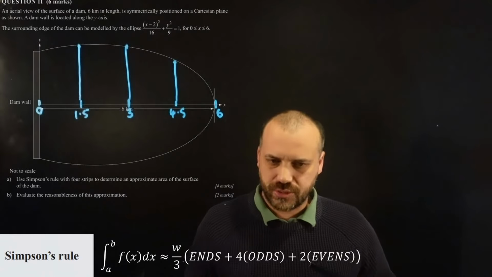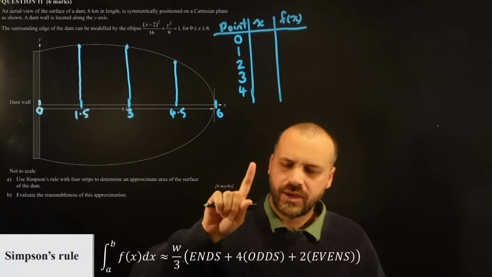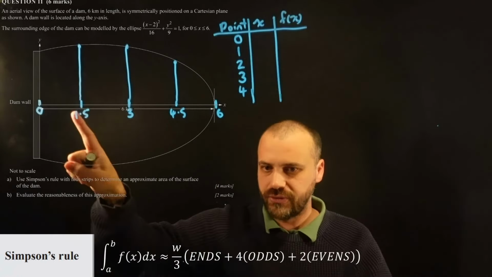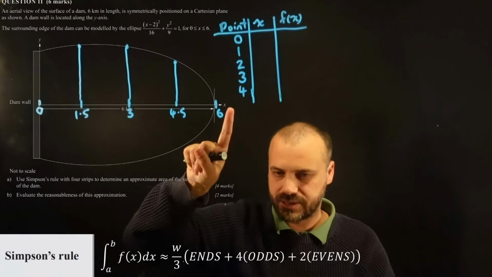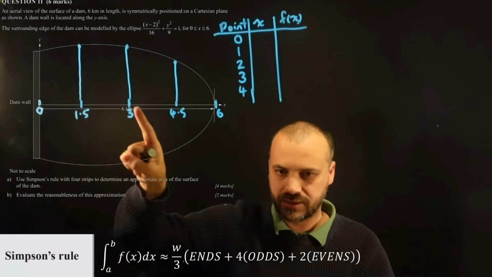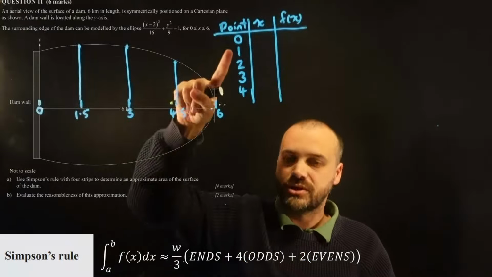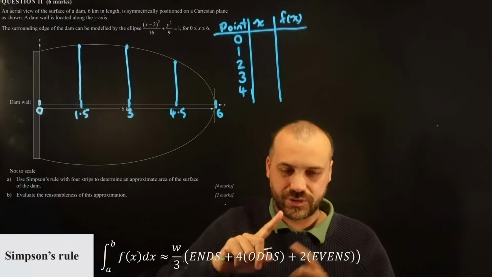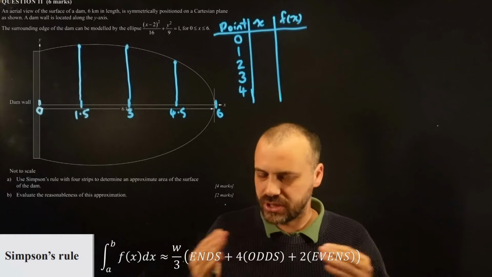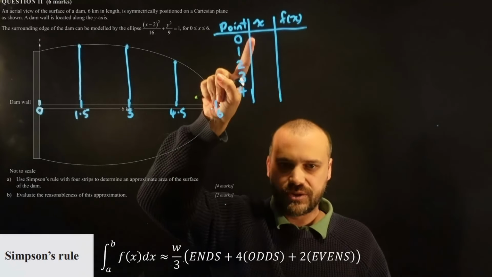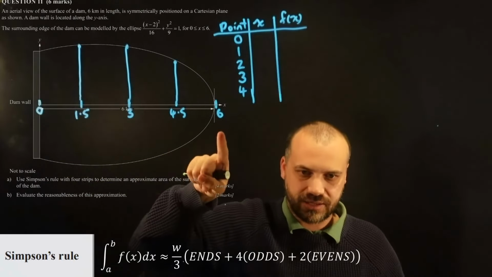I also like to put everything into a table so I can organize it, so I'm going to create myself a table. All right, here's my table. Whenever you do Simpson's rule with 4 strips, you're going to have 1, 2, 3, 4, 5 points, because you've got the end one here, some in the middle, and this end one here. You're always going to have one more point than strips. So 0, 1, 2, 3, 4, and always start at 0. Don't start at 1, otherwise your odds and evens aren't going to make sense. They're going to be the opposite of what they should be. The x values at these points are 0, 1.5, 3, 4.5, and 6.